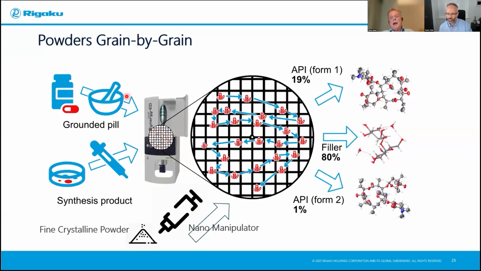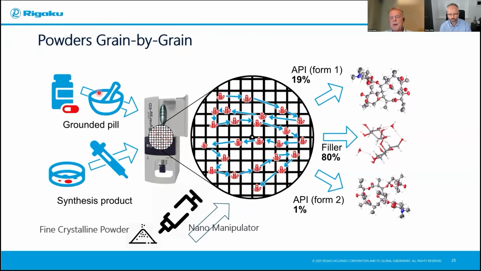As I mentioned before, the way that electron diffraction is set up, it really is set up for automation and high throughput. And I consider this powders grain by grain. If you take nothing else away from this webinar, think electron diffractometer. It's a powder diffractometer. It measures powders grain by grain. And it doesn't really matter where these grains or the powder comes from.